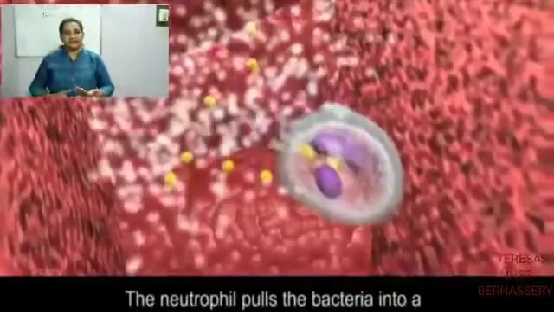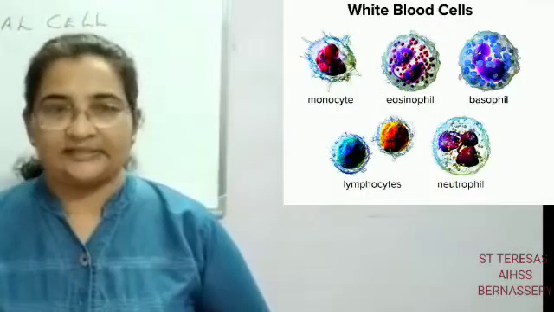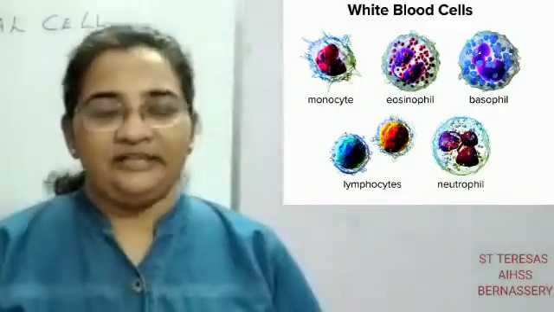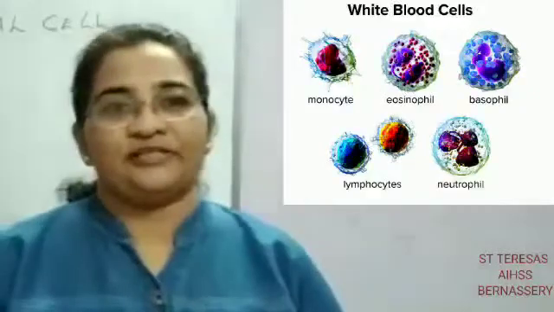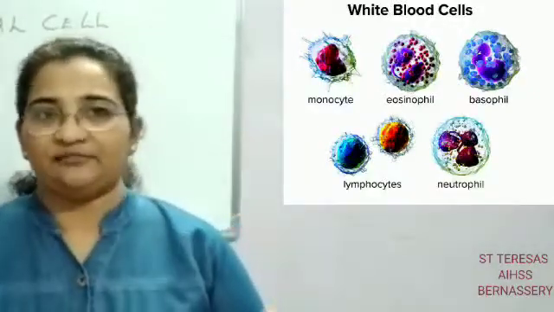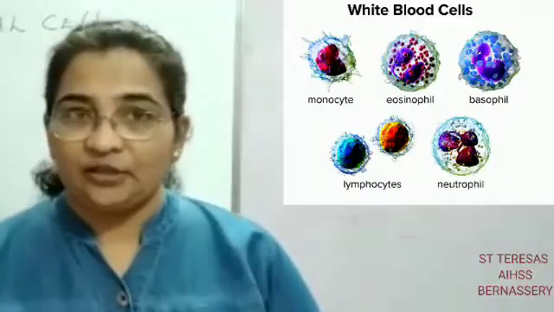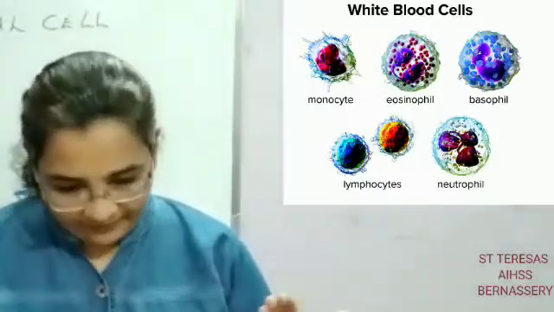You have to learn the names of the cells and keep them. There are 5 types of white blood cells. They are neutrophil, eosinophil, basophil, lymphocyte, and monocyte. Which are the 5 blood cells? Monocyte, lymphocyte, eosinophil, basophil, and neutrophil. Then there are platelets. So these names you have to learn and keep, children.